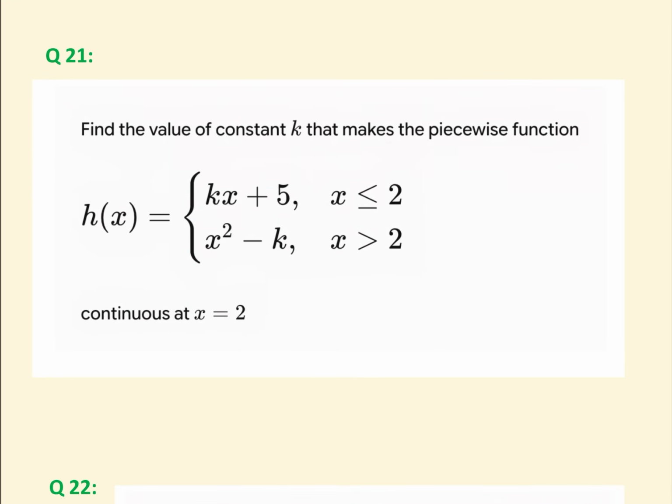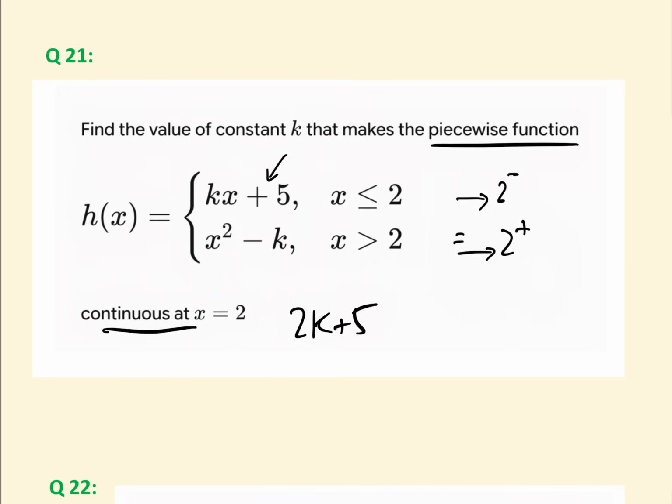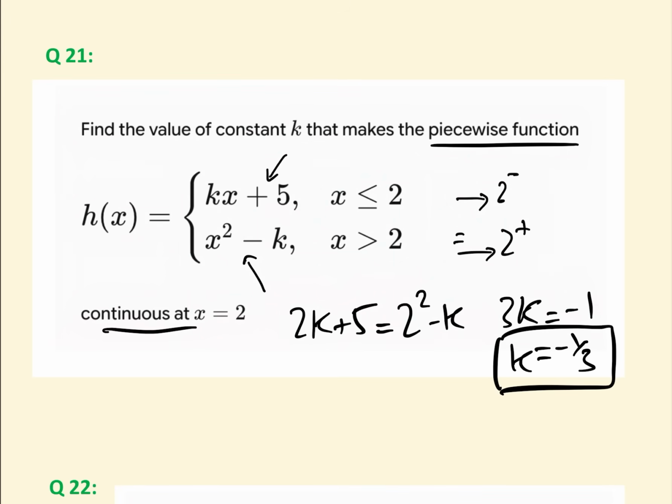Question 21 is an interesting one. Okay, so in order to make this piecewise function continuous at x equals 2, the limit as we approach 2 from the minus side must equal the limit as we approach 2 from the plus side. So we stick 2 in here. This will be the limit as we approach 2 from the minus, so 2k add 5 must equal the limit as we approach from the positive side, 2 squared minus k. Solving this gives us 3k equals minus 1, i.e. k equals minus a third. That ensures that the piecewise function is continuous at x equals 2.